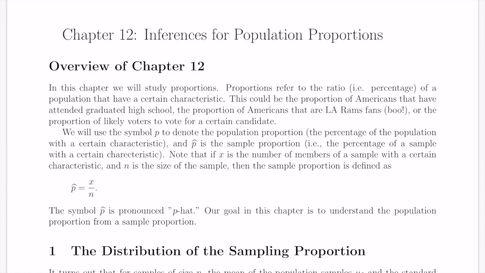Given a sample of size n, P hat is going to be our sample proportion, so that's the proportion of the sample that has that certain characteristic. To compute P hat, we take the number of members of our sample that have the certain characteristic, and then we divide by the size of our sample, n. P hat is how we're going to say this quantity.